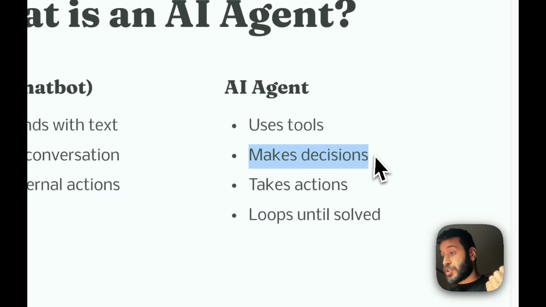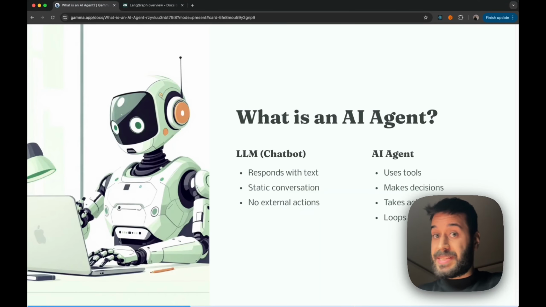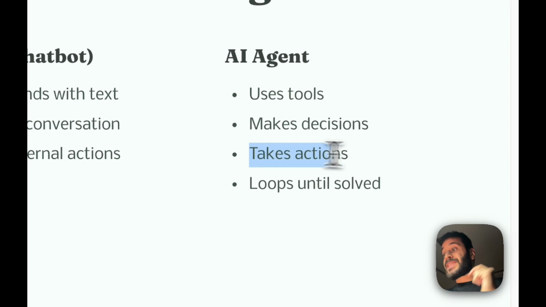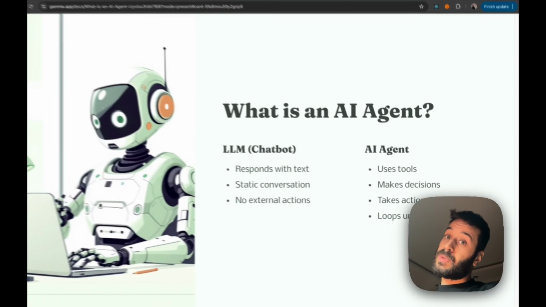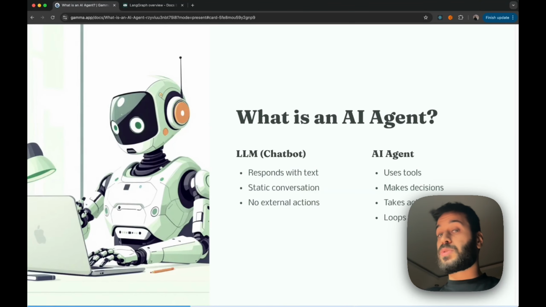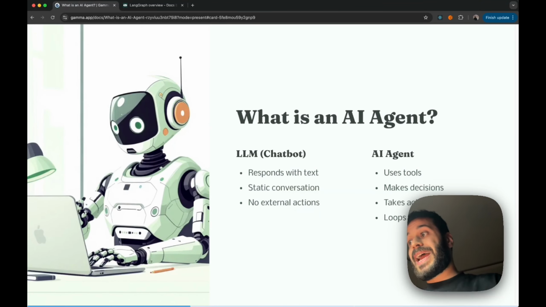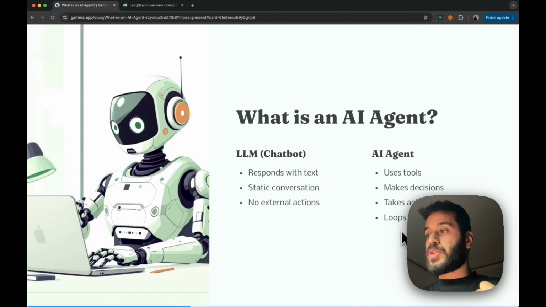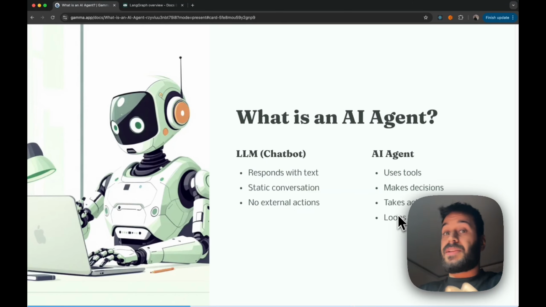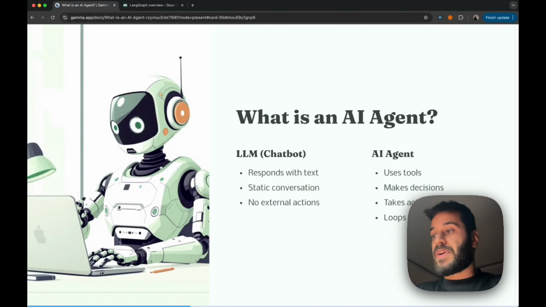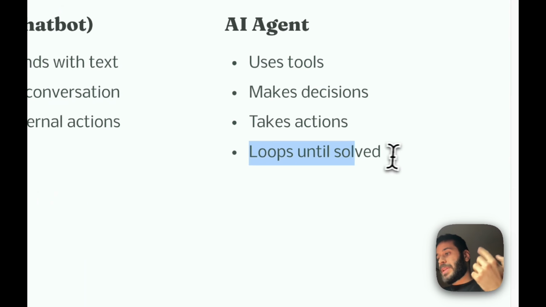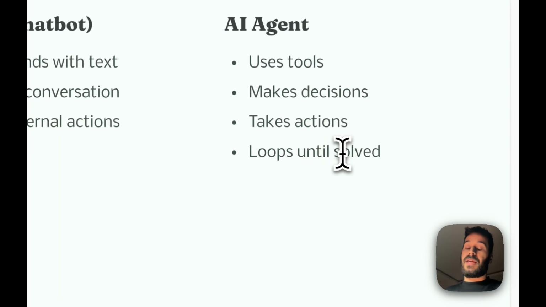It can also make decisions on how to solve this task and what tools to use in order to solve it. And then it takes actions based on these decisions. So it makes a decision to, for example, use the internet search tool, and then it's going to use that tool to search the internet and do the actual action. And then it will get back the results from the search, and then it will process these results and give you the final answer. And then it keeps looping until the task is solved.